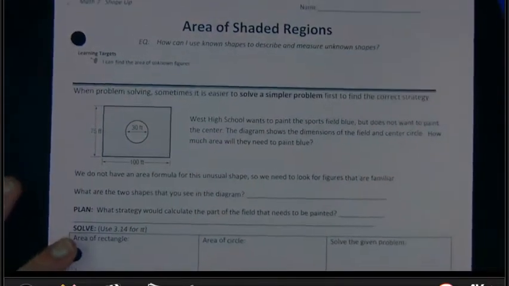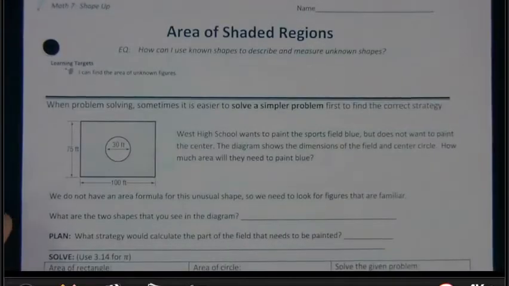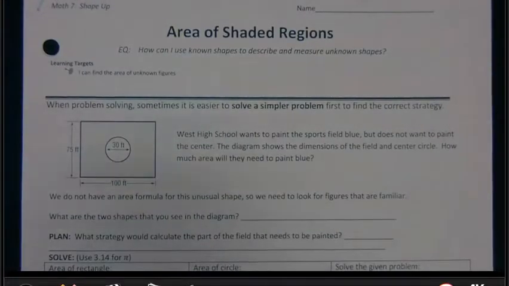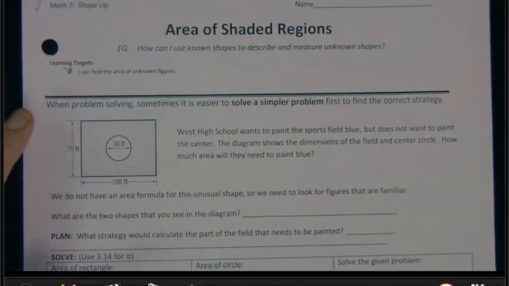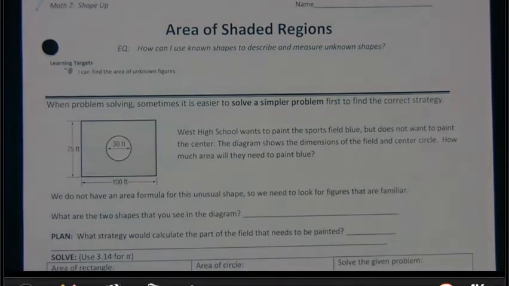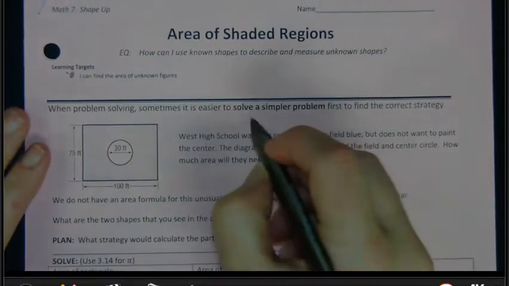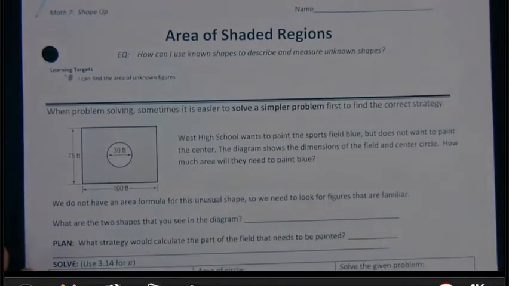Right, so if you would please find your area of shaded regions worksheet, we will go through that. All right, so when problem solving, sometimes it is easier to solve a simpler problem to find the correct strategy.